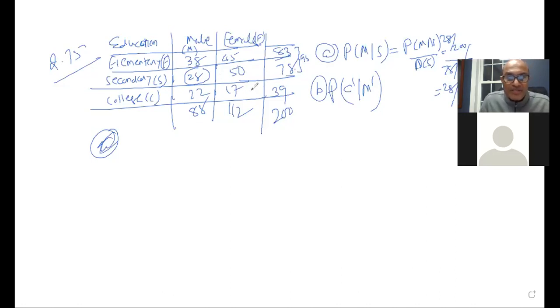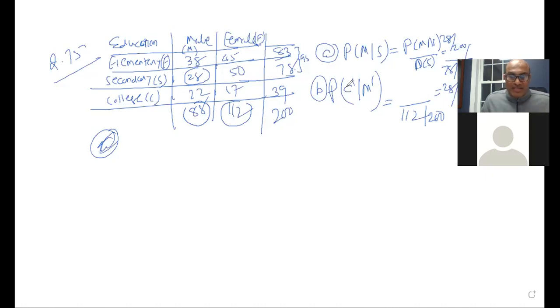Let me just try to work on this one. Does not have a college degree, and he is not a male. So he is a female, does not have a college degree. So let me remove this college degree from the total number. She is a female. Female means not male, male is 88. So not male means 112. So 112 divided by 200.